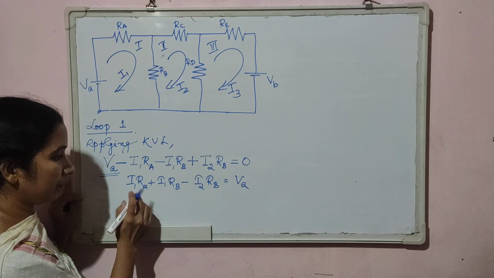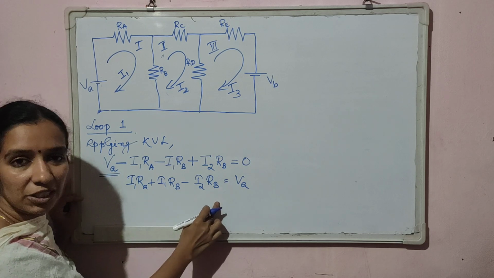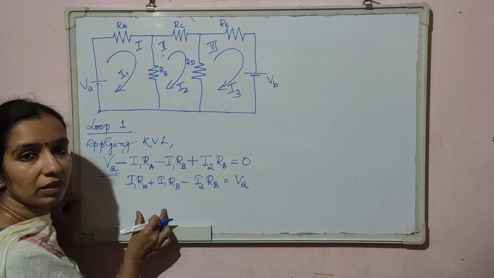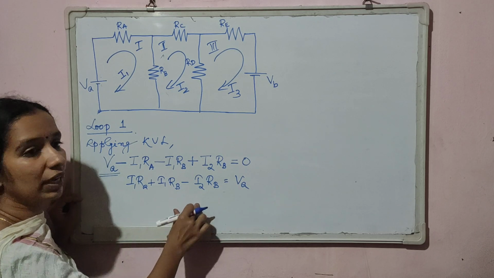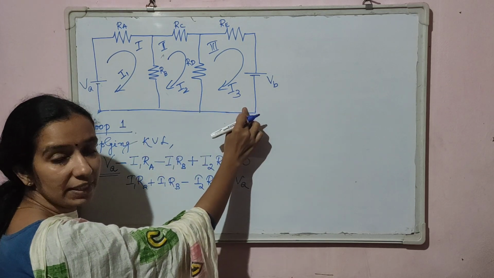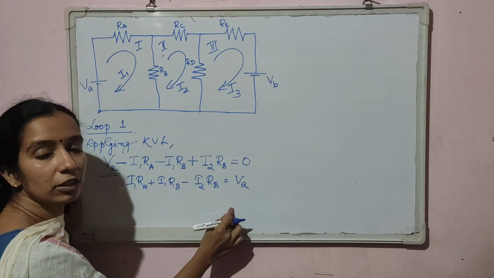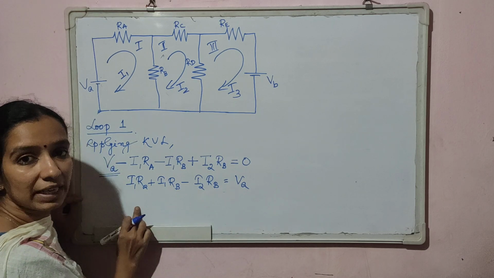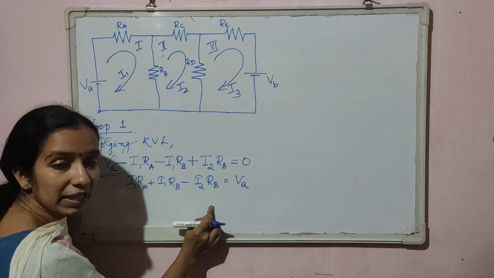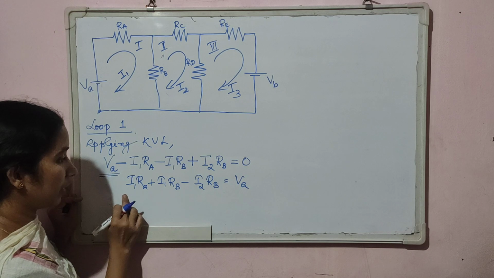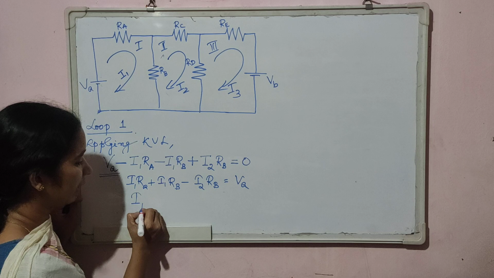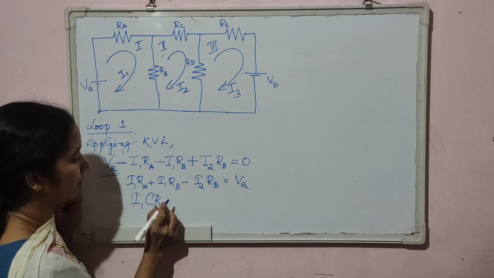So thereafter, the left hand side should be arranged in such a way that the term containing I1 should come first. Thereafter the term containing I2, and thereafter the term containing I3. So here we have three unknown currents. So arrange the left hand side terms in such a way that the term containing I1 comes first, the term containing I2 comes next, and term containing I3 comes last. So here there are two terms containing I1. So take I1 common. So I1 into RA plus RB.